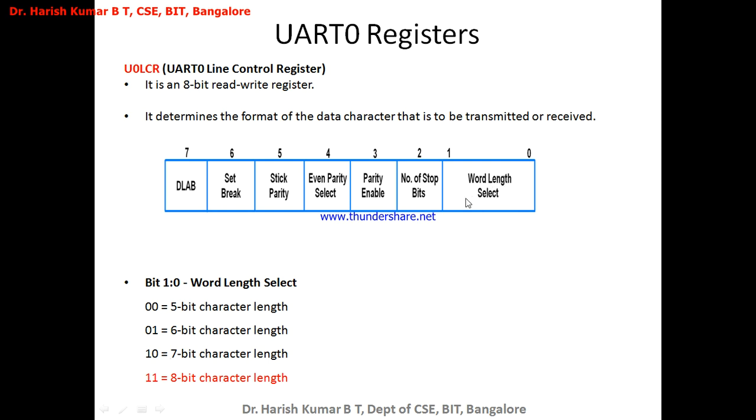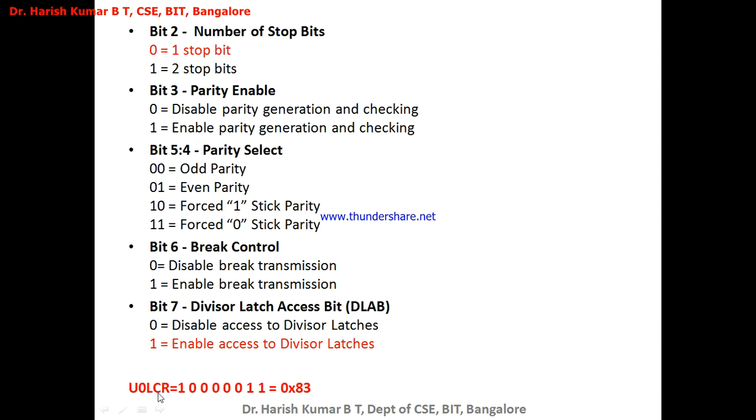Now when I do that, this is the data I get. U0LCR is equal to this: the 7th bit is 1, the rest are all 0, and the last two, and this is 0 because only one stop bit is required, and the 0th bit and the first bit are made as 1 1. So what is the data? It is 83. This is 8 and this is 3, 83 in hexadecimal, 0x83. So this is the data which is required in order to agree on the common format.